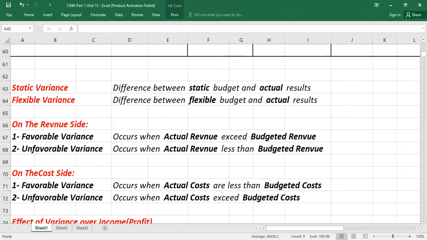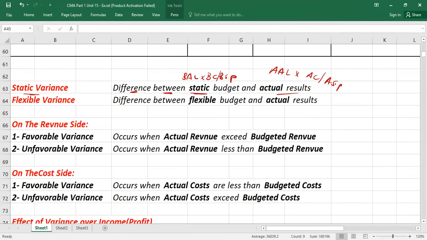We have here simple definitions, which I'm going to cover now. I told you these definitions several times, but some new information I will add here. So I told you what the static variance is. Static variance is the difference between static budget and actual results. For static budget, we always take budgeted activity level into budgeted cost or budgeted selling price. And for actual results, we always take actual activity level into actual cost or actual selling price. This is called static variance.